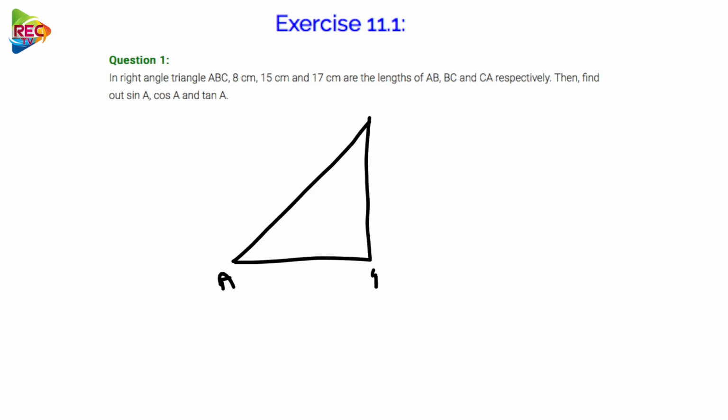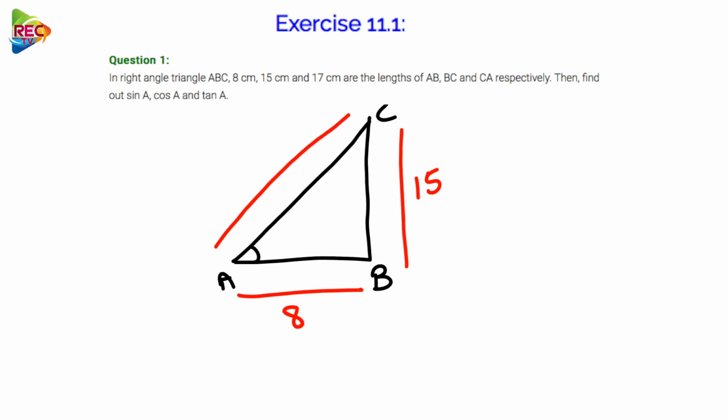A, B, C. Here given that AB equal to 8 centimeters, BC 15 centimeters, and CA 17 centimeters. In this right angle triangle, the AB, BC and CA values are already given.